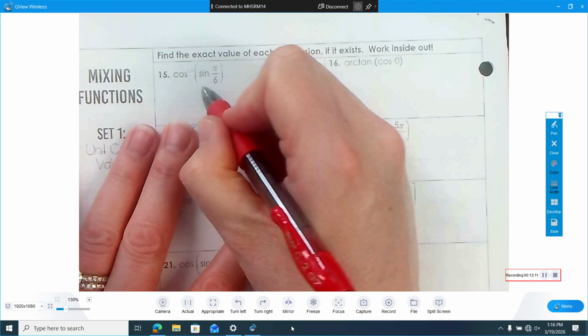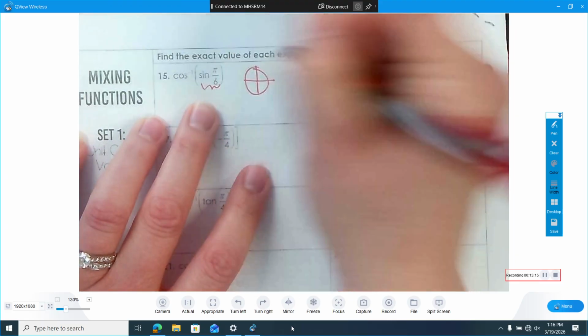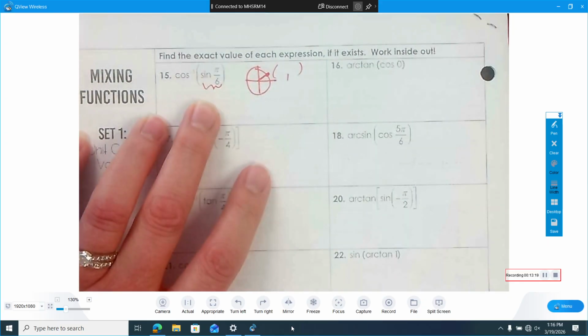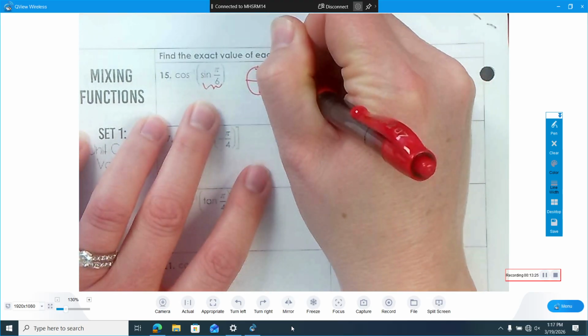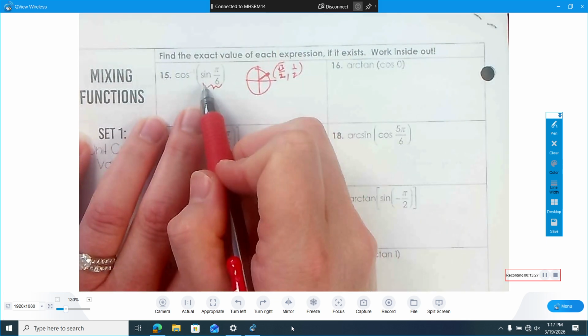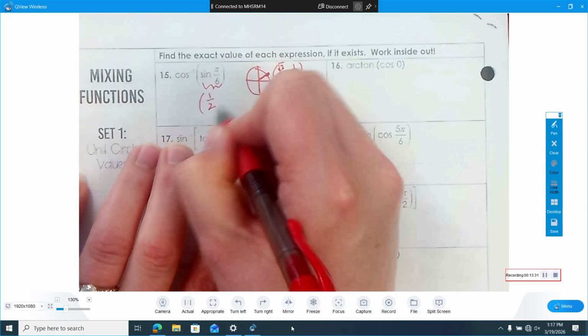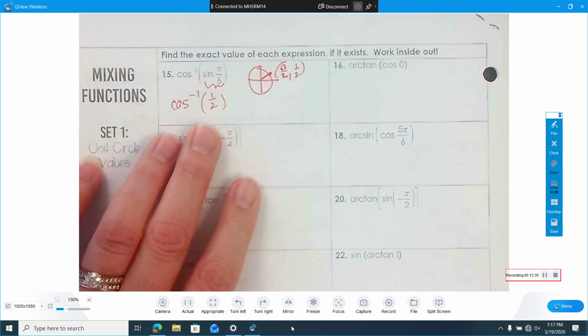So again, starting on the inside, this is the sine value at pi over 6. Pi over 6 is right here. What's that ordered pair? Good. Root 3 over 2, up 1/2. All right, and so the sine value would be 1/2. Good. All right, and now we want the cosine inverse.